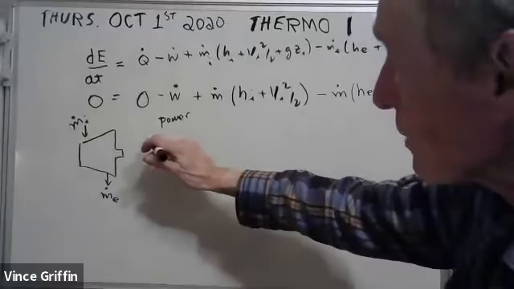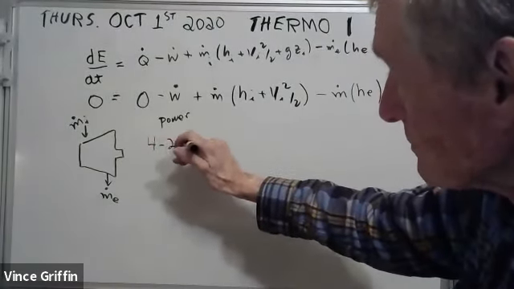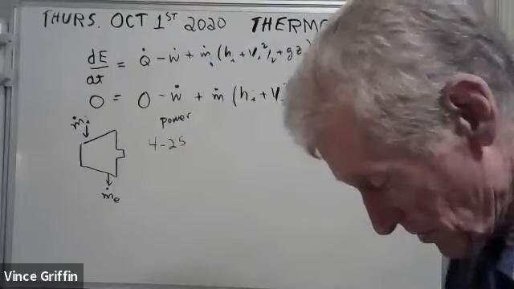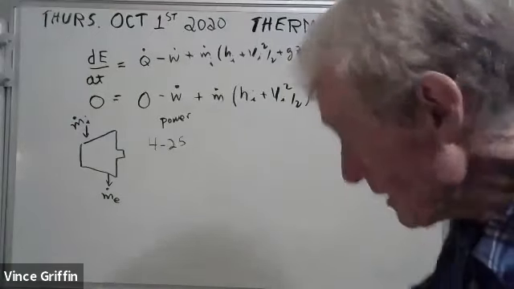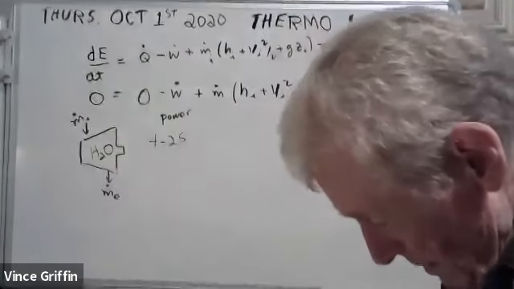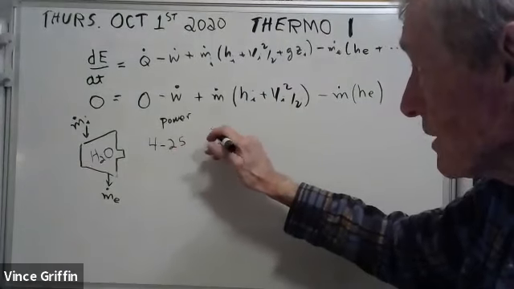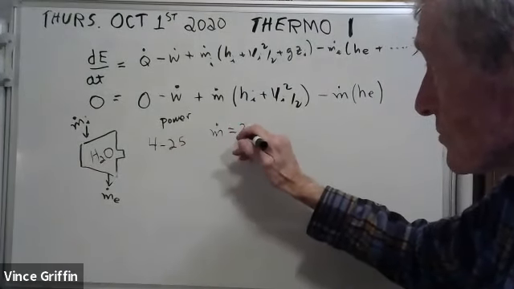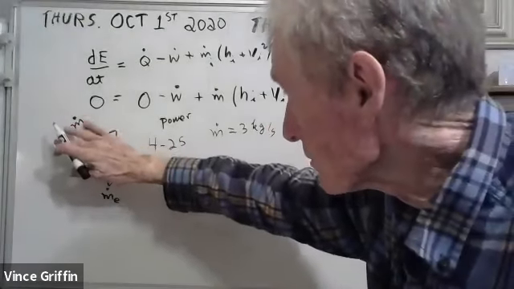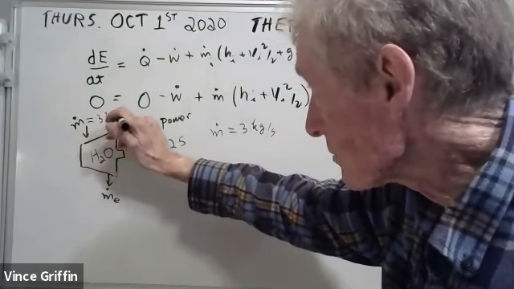What I want to do is problem 425. I'm going to do problem 425. It's not on your homework. It's a steam turbine. It's H2O. It has an inlet of 3 kilograms per second. So your m dot is 3 kilograms per second. We know what the incoming mass flow rate is: 3 kilograms per second.